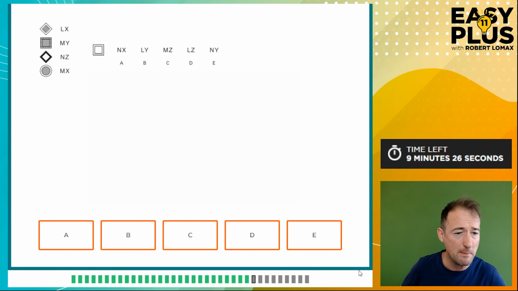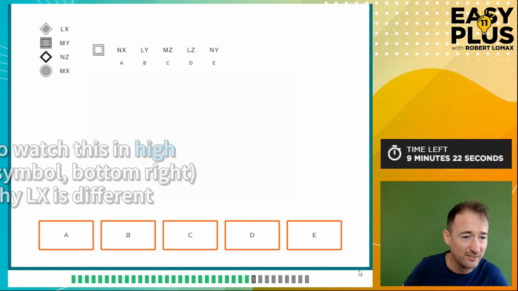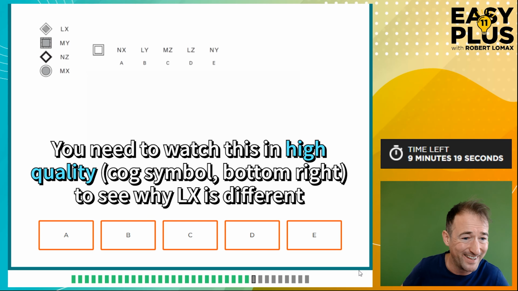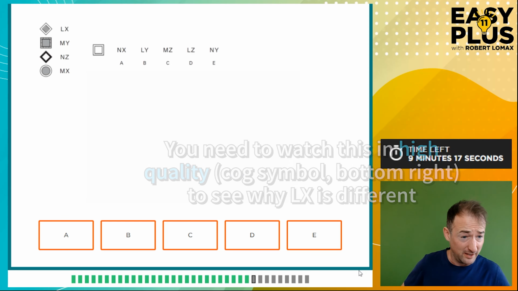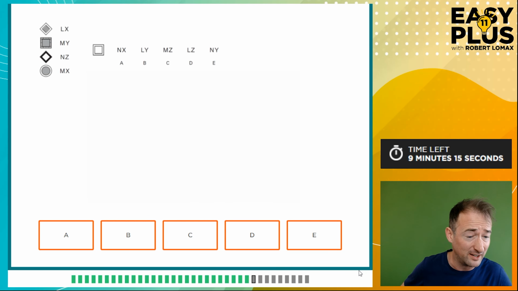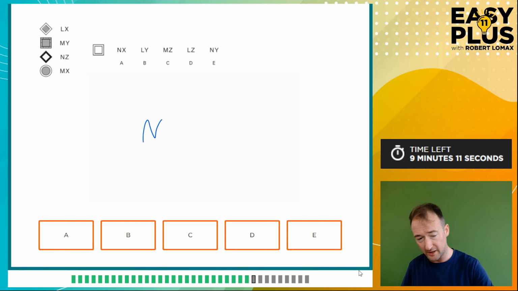Okay, so left-hand column, L, M, N, M. So we've got M's in common. So what do the second and last shapes have in common? None of the others do. They have a grey inside shape. Okay, so the first letter is the inside colour. Here we've got a white inside colour. That matches the third shape, so it's going to be N something, I think.